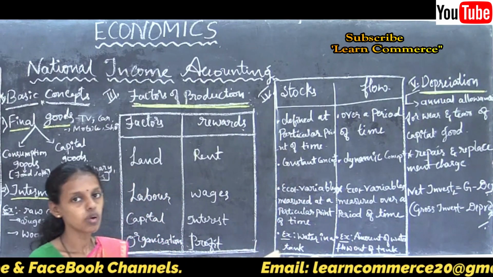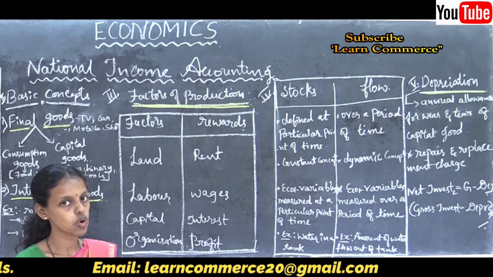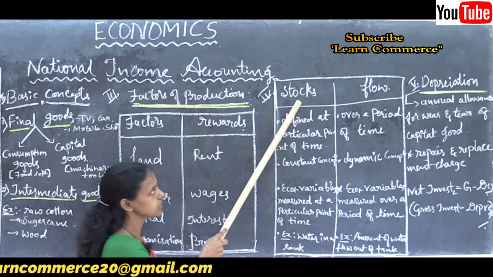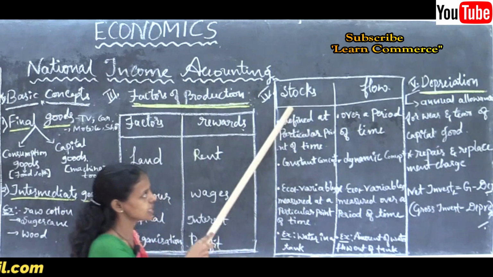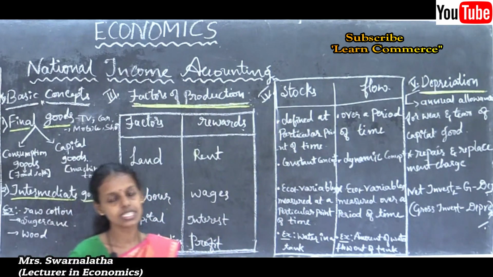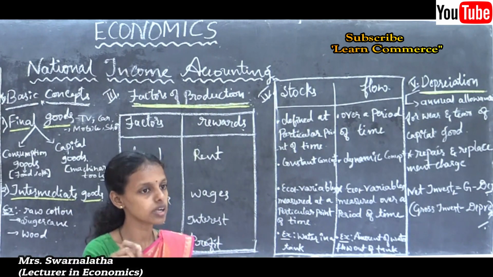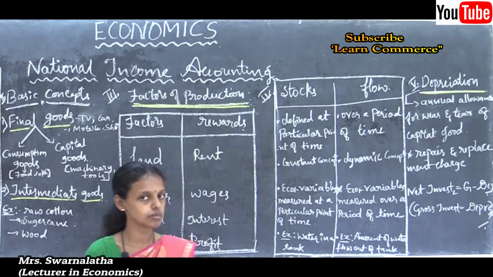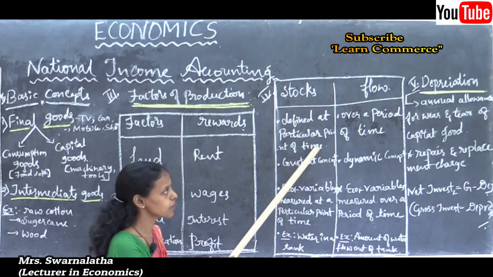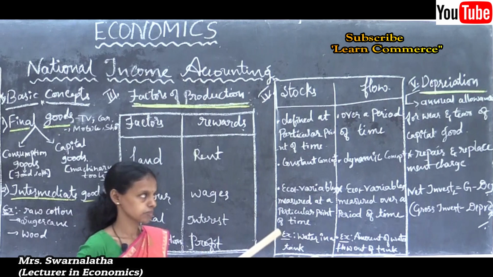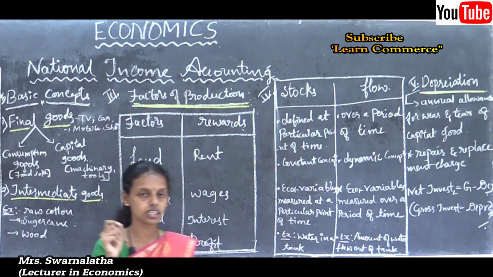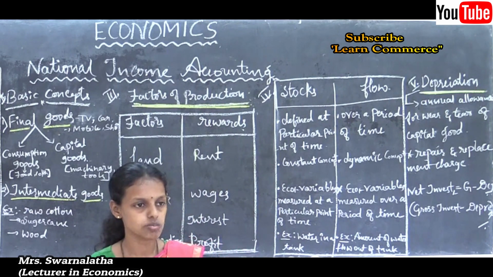Let us see what the differences between stock and flow are. Stock is defined at a particular point of time, which is a constant concept. What does this constant concept mean?